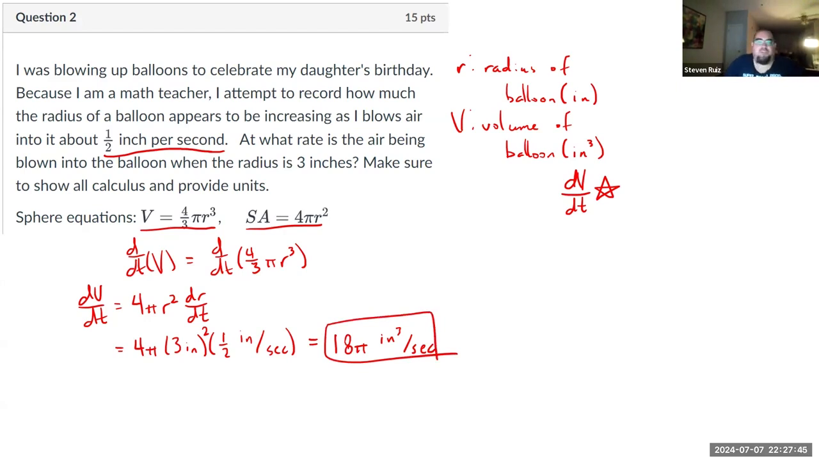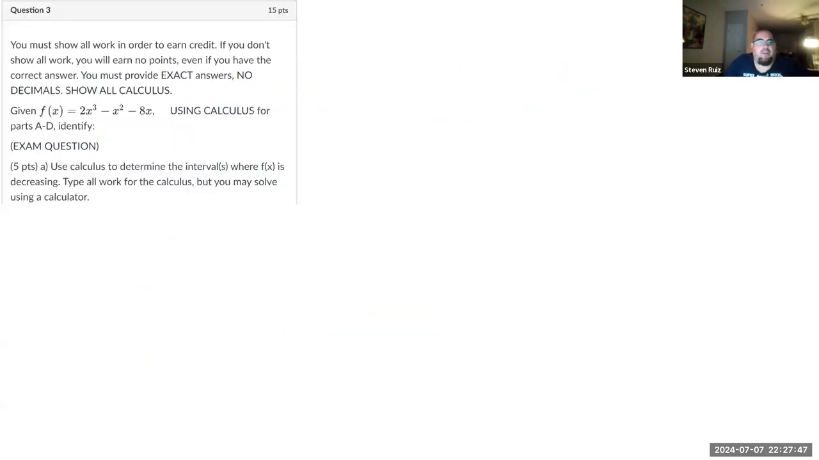All right, moving on to question 3. We're given this function and we want to do some analysis of it using calculus. Given this function, use calculus to determine the intervals where this function is decreasing. So how do we do that? If you want to figure out where a function is increasing or decreasing, that information comes directly from its derivative. So let's take a derivative. f'(x) equals 6x squared minus 2x minus 8.